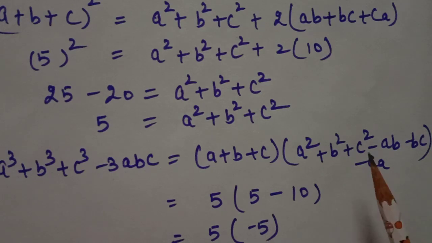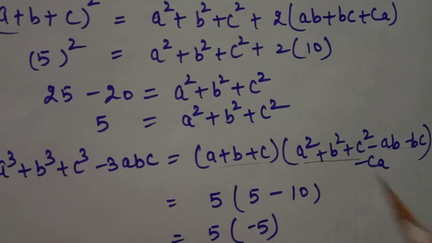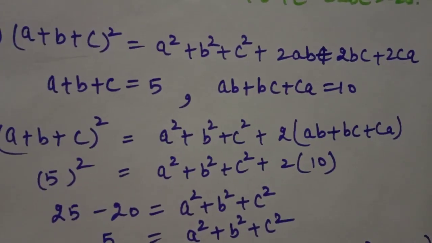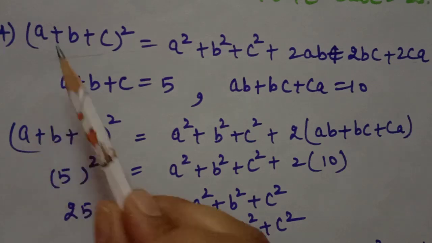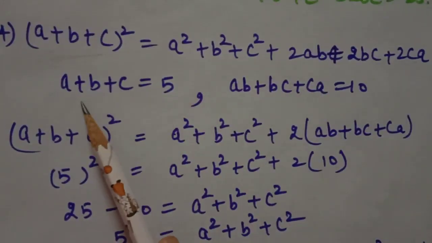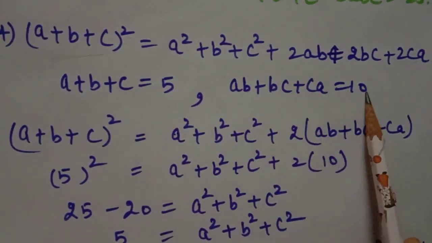Now according to our question, we have the value of a plus b plus c. And if we take minus as common, then we have ab plus bc plus ca also. But what about this a square plus b square plus c square? So first of all, we have to find the value of a square plus b square plus c square. That's why I started your lecture with a plus b plus c whole square. Open this identity. We know two values. a plus b plus c is equal to 5. ab plus bc plus ca is equal to 10.